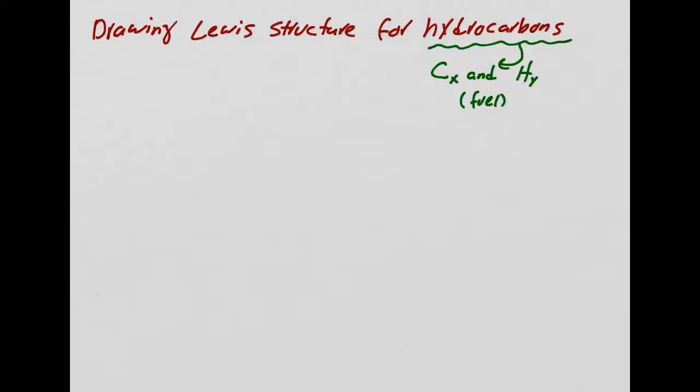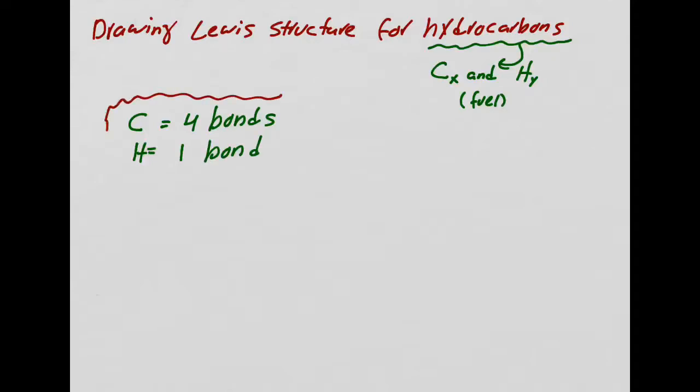Now, one thing I need you to remember, because if you go to Chem 30B or O-Chem, this is going to come in handy. Remember that carbon makes 4 bonds and hydrogen makes 1 bond. Highlight it, put a circle around it, put a star around it. Carbon makes 4 bonds and hydrogen makes 1 bond. I need you to remember that.